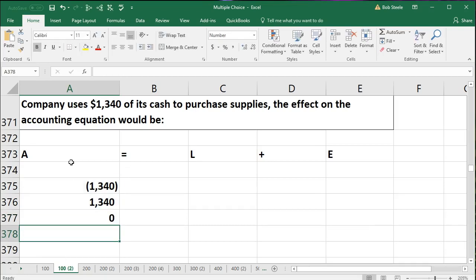And notice then that of course there's no effect on total assets, liabilities, or equity. So that's one of the tricky kinds of questions we have here: when we purchase an asset for cash, there will be no effect on the accounting equation, meaning neither assets nor liabilities nor equity is going up or down from this transaction in total, although the cash is going down and the other asset, supplies, is going up.